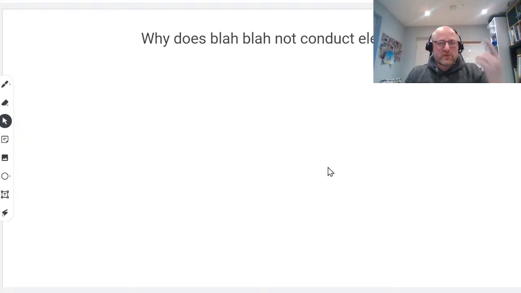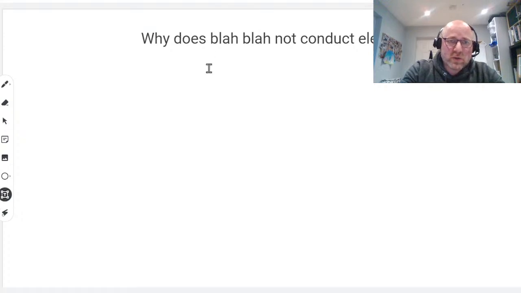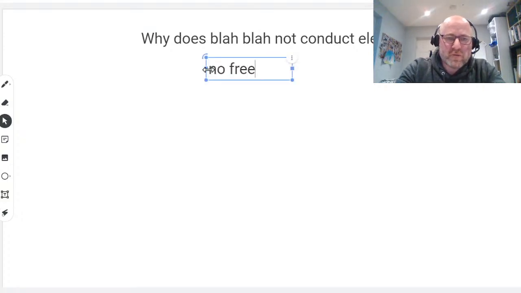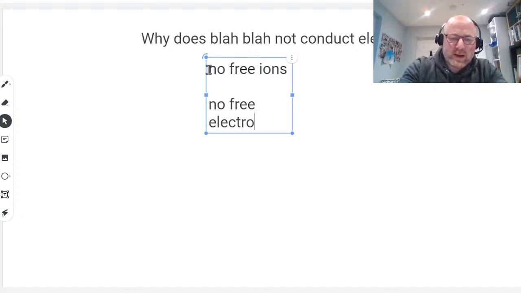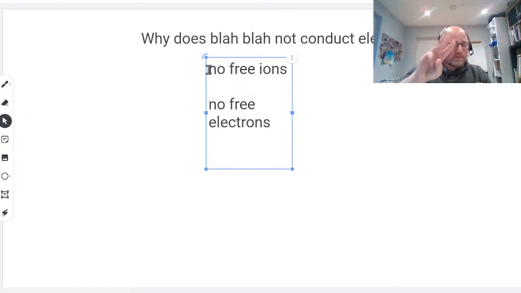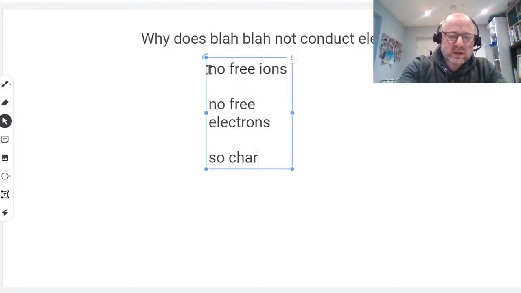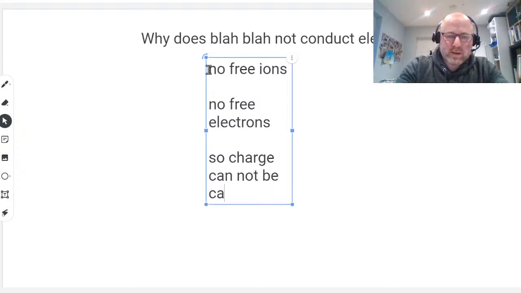You need free ions or free electrons. If something doesn't conduct electricity, it ain't got those two things. So what we would say is no free ions, no free electrons. And the third point, so charge cannot be carried through structure.